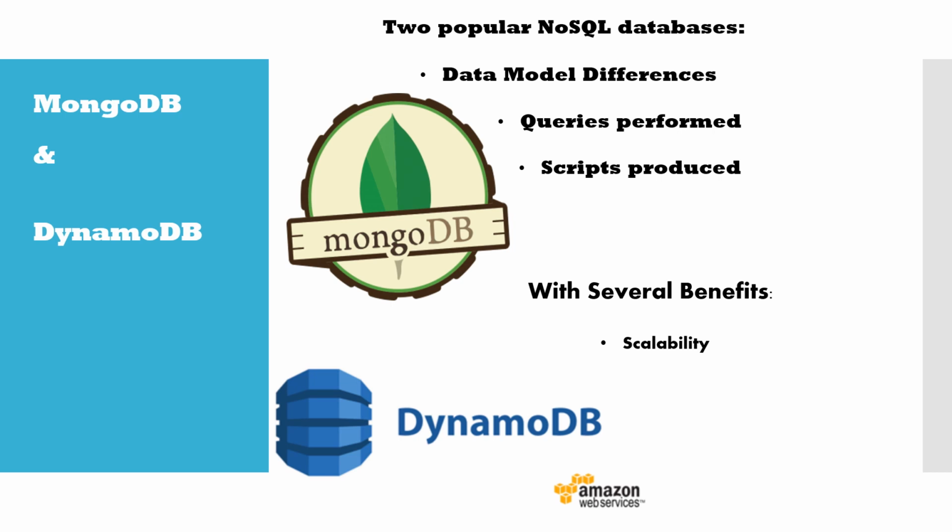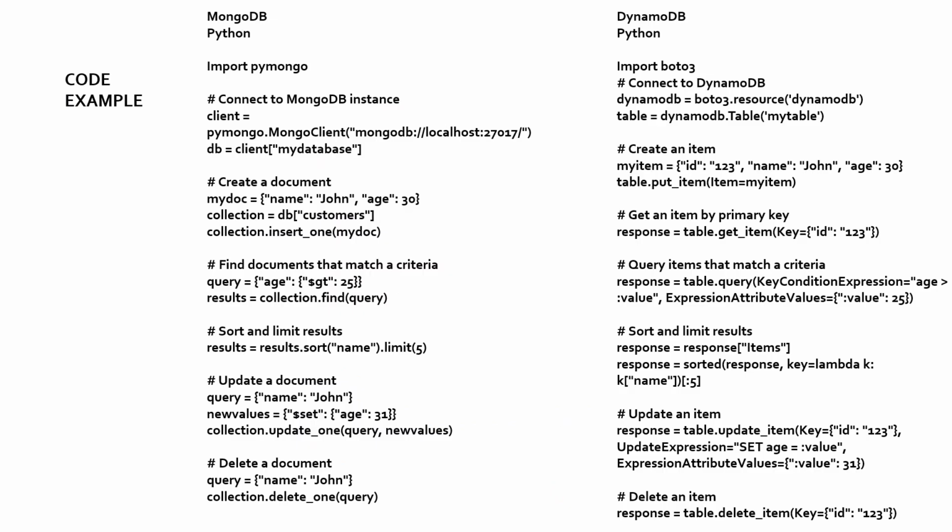Here is an example of a script for performing the above queries in Python using the official drivers for each database. To integrate MongoDB and DynamoDB in your application, you use application code to handle data replication and synchronization between the two databases. When a user creates a new profile or post, the application stores the data in MongoDB and then replicates it to DynamoDB for backup and scalability purposes.